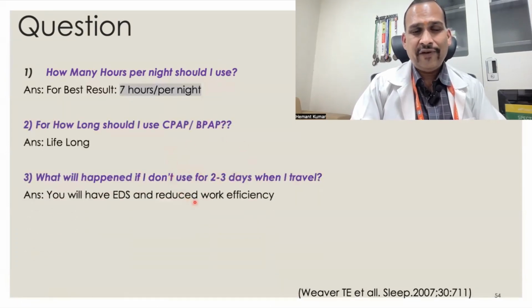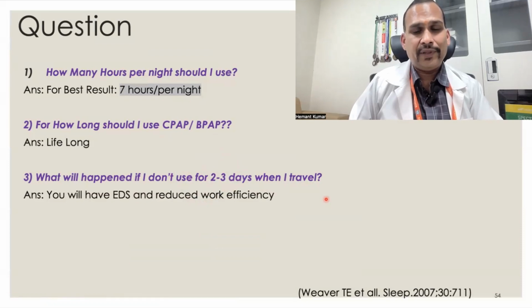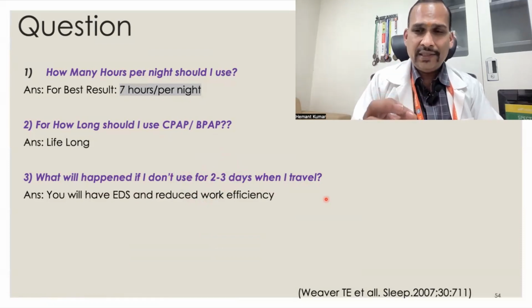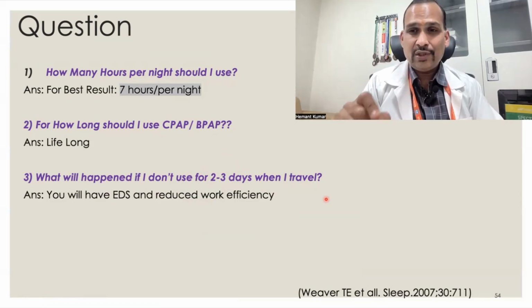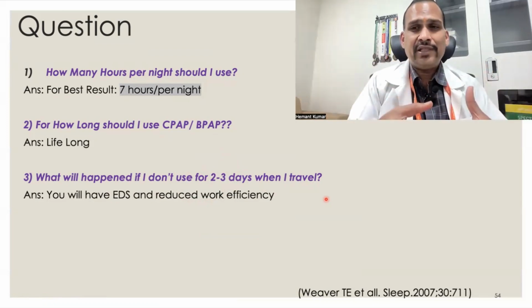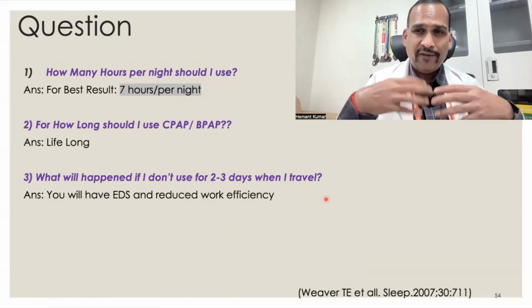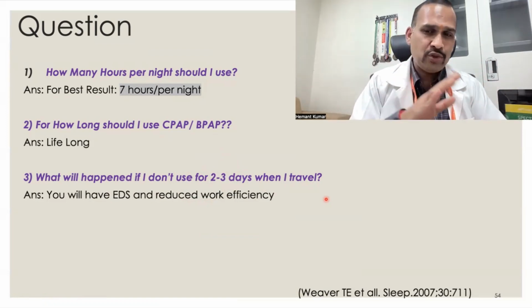Then another common question is, if I don't use it for 2 to 3 days when I travel, suppose I am going to Bombay or Delhi, what will happen? So we have to tell them that whenever you do not use this machine, your symptoms will reoccur. You will have excessive daytime sleepiness, snoring, fatigue, tiredness, all the problems. So you have to use it daily.